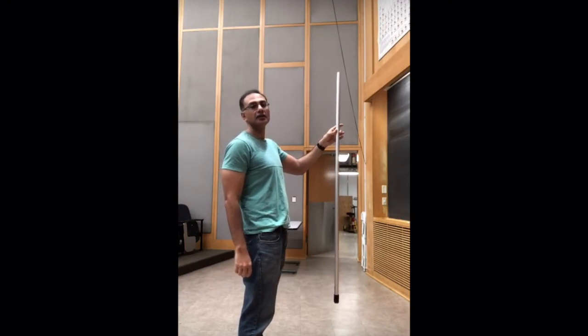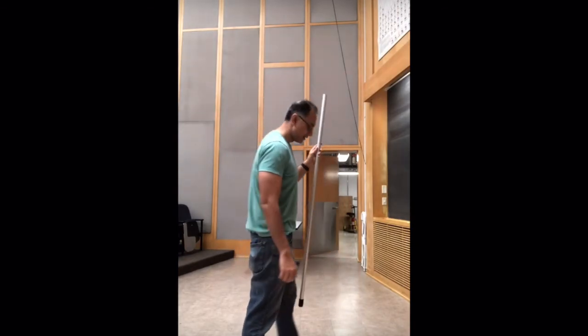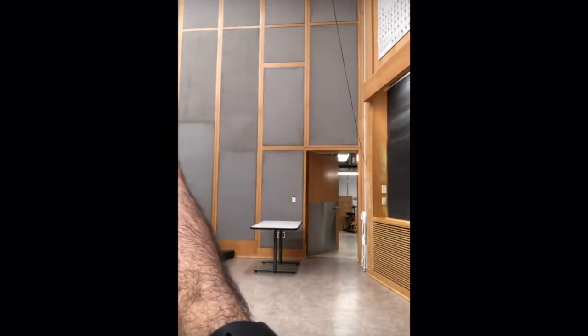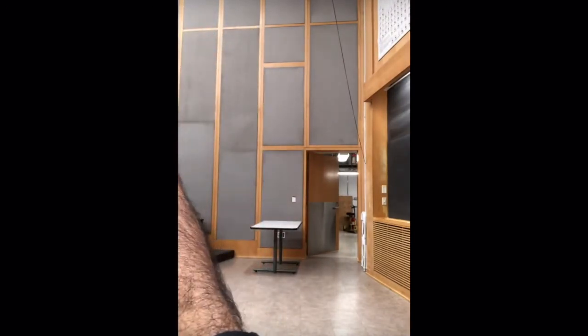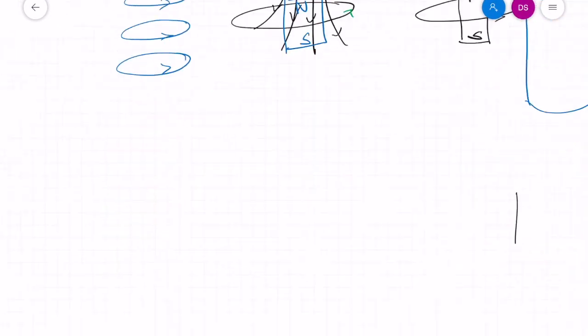Falling, falling, falling, falling, still falling, and finally it gets out of the tube. So it takes a very long time to fall through the tube, and hopefully the reason for that is clear to you now. Okay, I'm going to show you one more demonstration. Let me explain that.